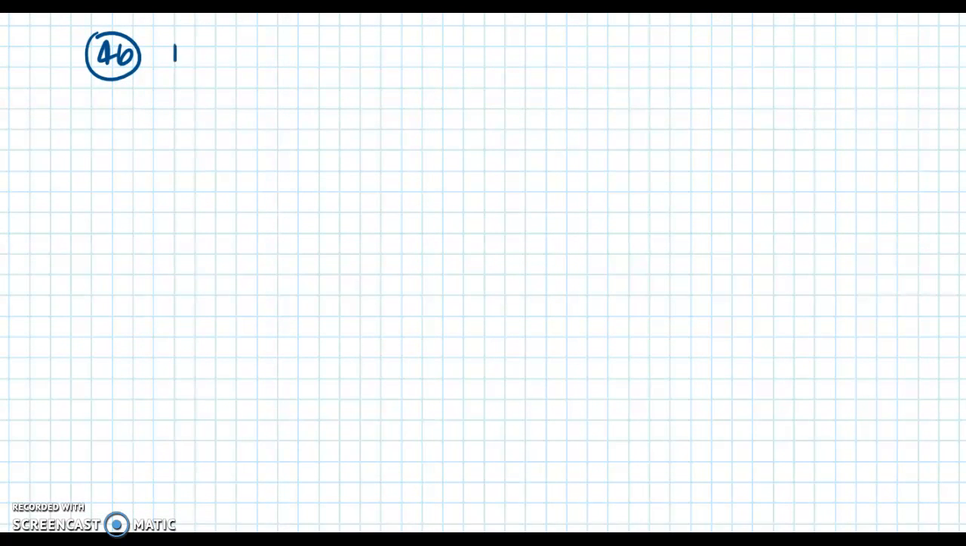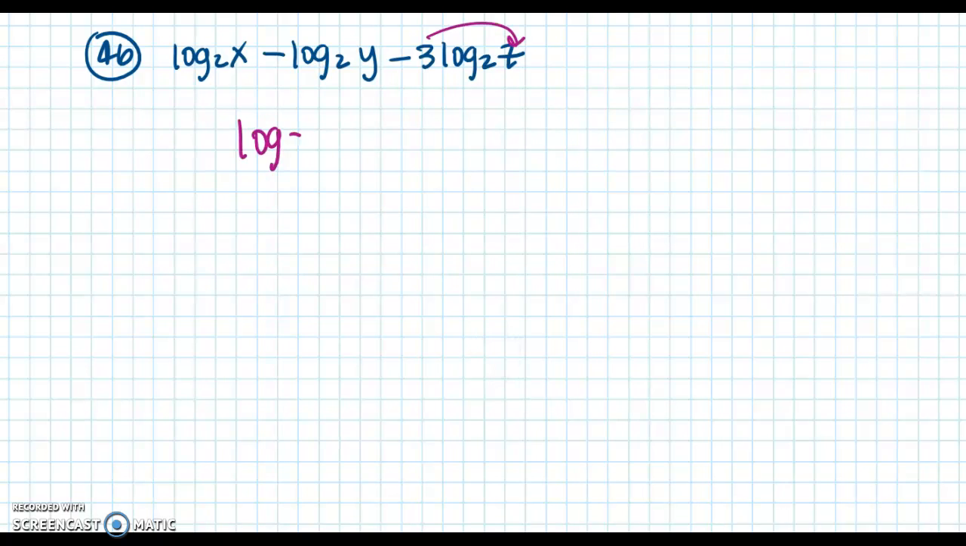46. Log base 2 of x minus log base 2 of y minus 3 log base 2 of z. So similar to the previous one, bring the power back in. This power is going right here. We've got the log base 2 and a big fraction. Anything that's negative is going in the bottom, so the y and the z to the 3rd is in the bottom, and the x is in the top.